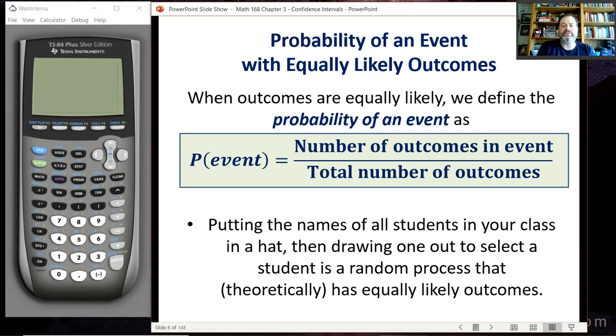So putting the names of all students in your class in a hat, then drawing one out to select a student, is a random process that theoretically has equally likely outcomes. So if there's 20 students in your class and your name is in the hat, you have a 1 in 20 chance. One outcome is your name. There are 20 total outcomes, so it's a 1 in 20. And that's what we normally use in statistics, something like this.